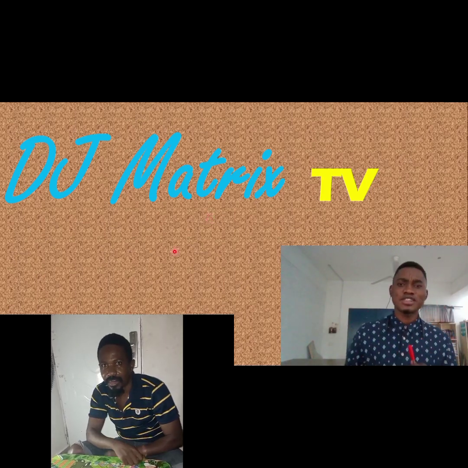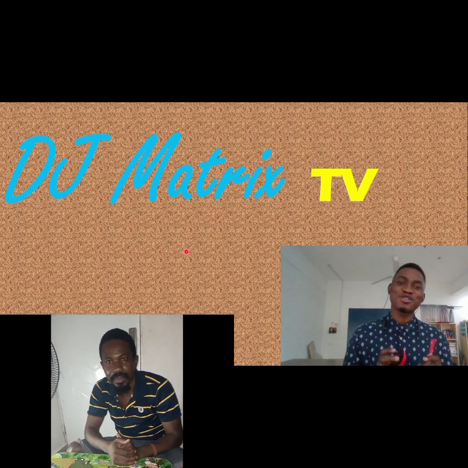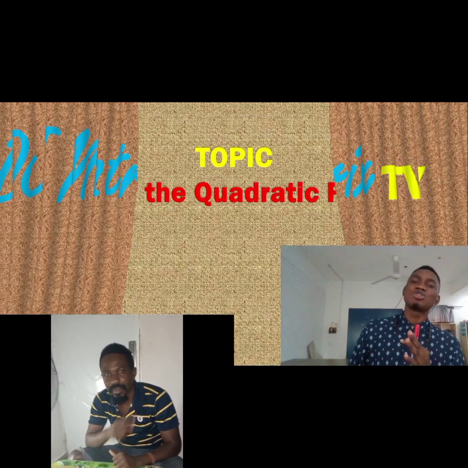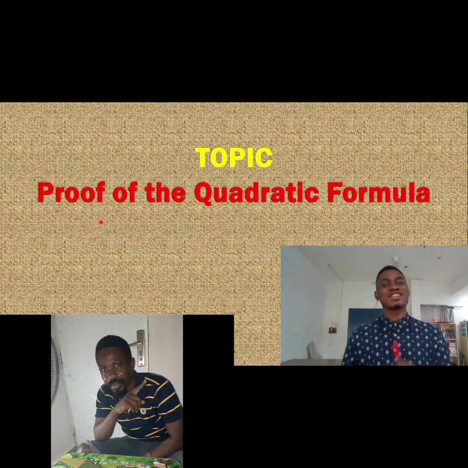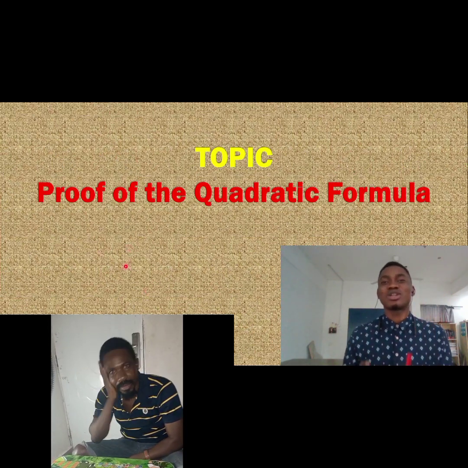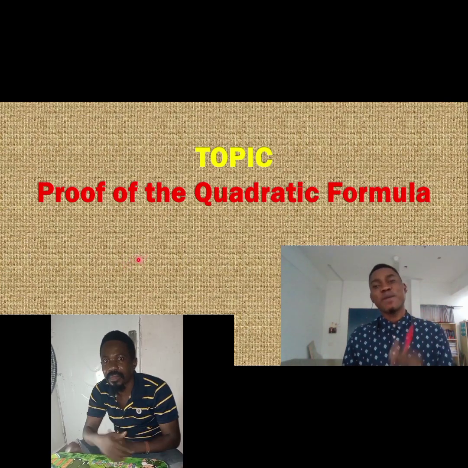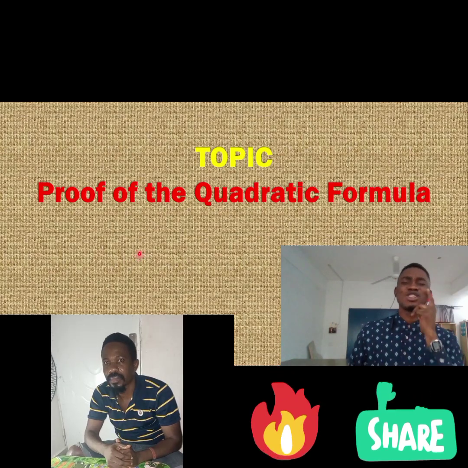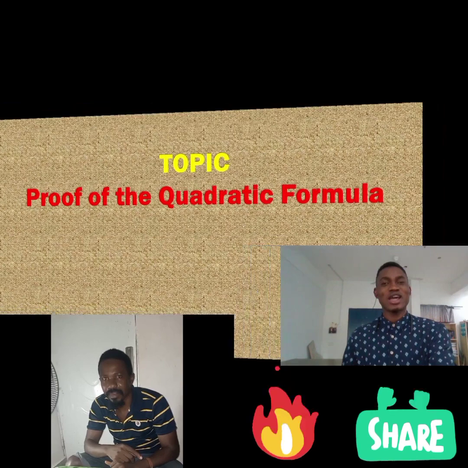In our last lesson, we looked at the factorization method of solving quadratic equations. Today, we are going to look at the proof of the quadratic formula. Yes, we are going to prove the quadratic formula today. Some guys call it the almighty formula. We are going to prove it today, and guess what? It is going to be very simple. I assure you that. Okay, guys, let's get to work.